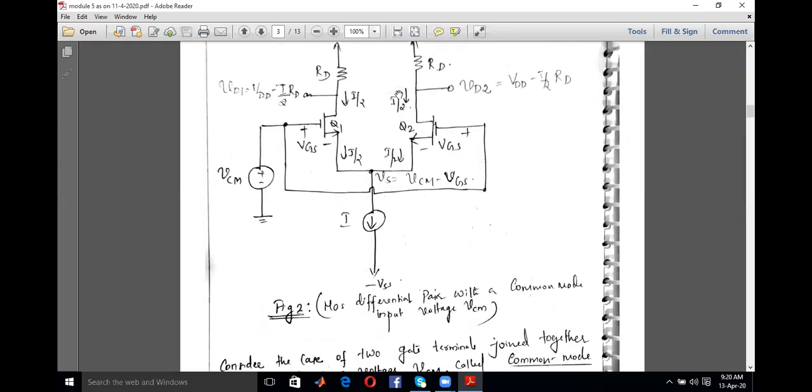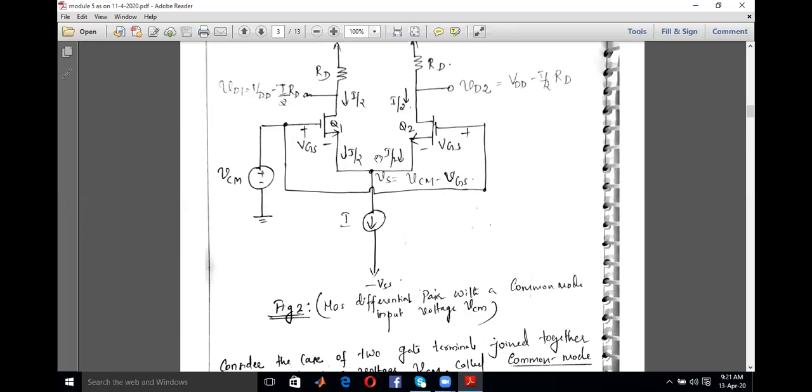Instead of VG2, what I have done? VG2 is connected from Q2 to Q1, which means that the voltage that you're giving at the gate of Q1 is same as the voltage that you're giving at the gate of Q2, which you can represent as VCM. So VCM is a common mode voltage which you are simultaneously giving to the gate of Q1 and the gate of Q2. Understood? So your two gates are shorted together. Similarly, the two sources are also shorted together.